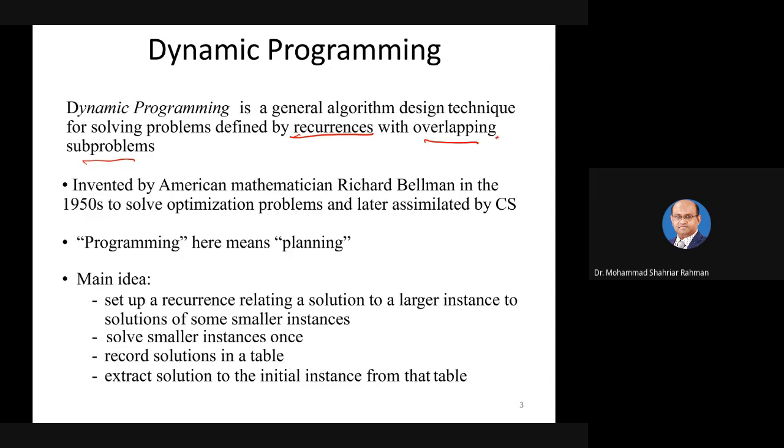So Richard Bellman, American mathematician in the 50s, came up with this dynamic programming idea while trying to solve optimization problems. And this is mainly planning. Okay, so programming is not what we used to do regularly.